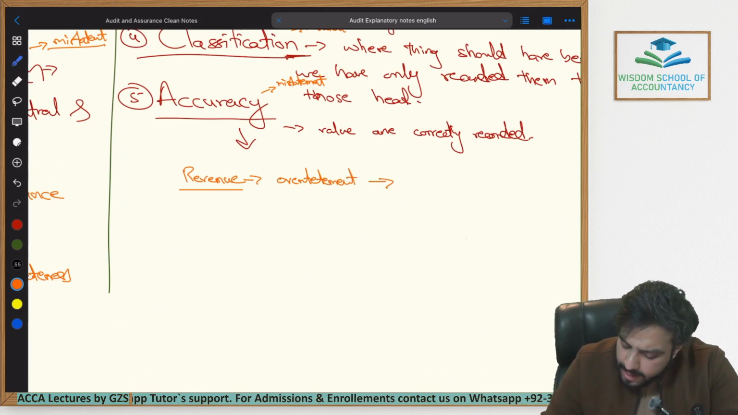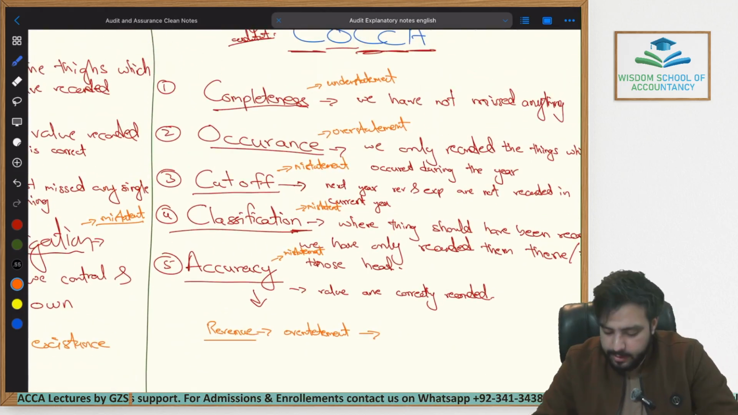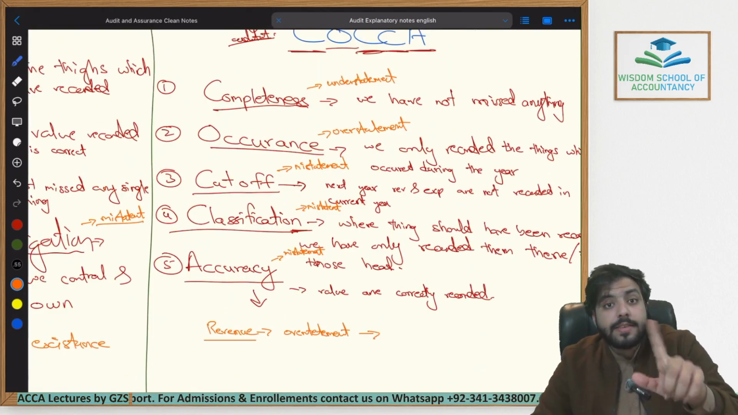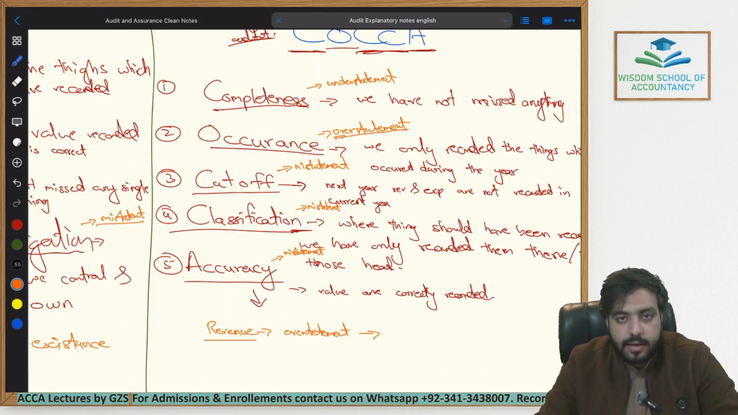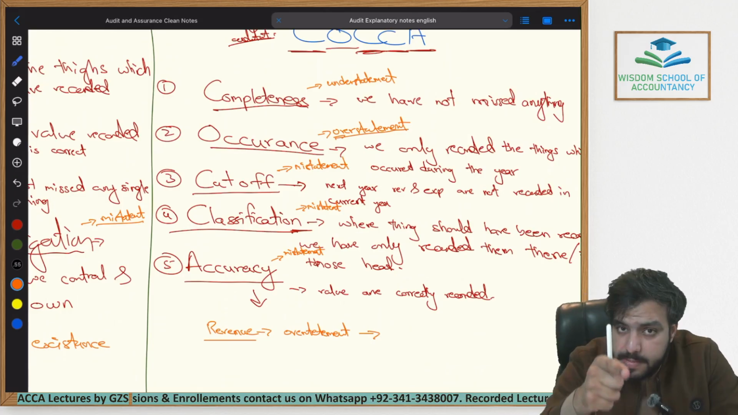And what can be linked here with overstatement? Completeness, no, it is linked with understatement. Occurrence, yes, because it is linked with overstatement directly. Occurrence means whatever we have recorded actually occurred during the year. We have not missed any single thing out.